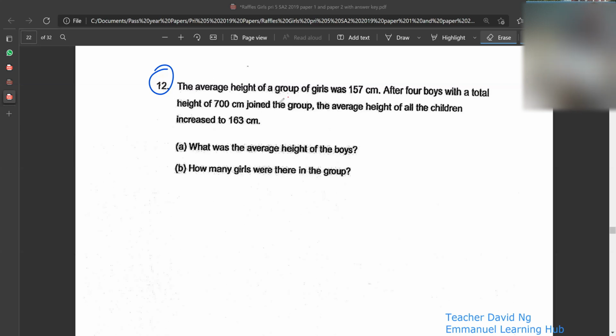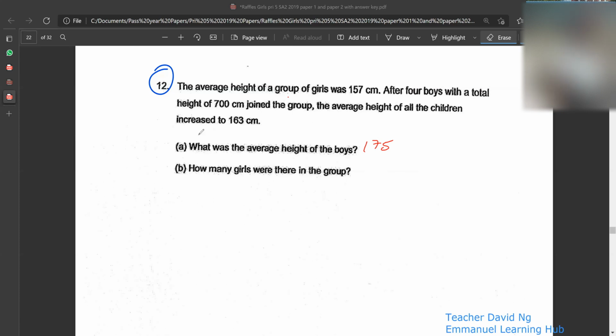Okay. The average height of a group of girls was 157 cm. After 4 boys with a total height of 700 cm joined the group, the average height of all the children increased to 163 cm. What was the average height of the boys? So the average height of the boys is 700 cm divided by 4. Yeah, that one is straightforward. 175. I got this correct. I just got B wrong. A lot of students got B wrong. How many girls were there in the group?